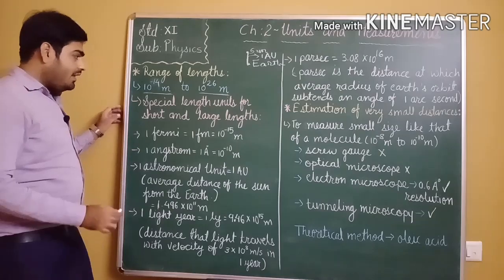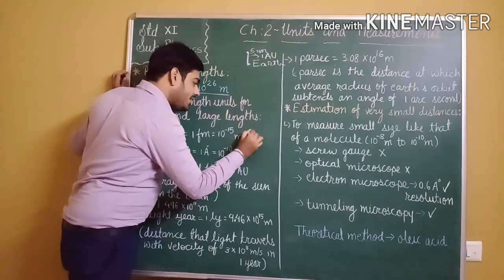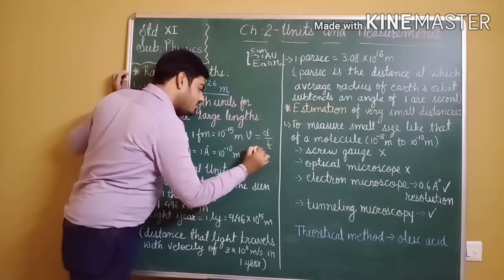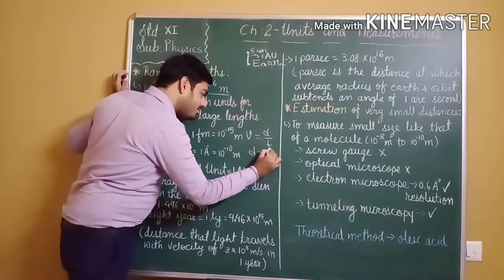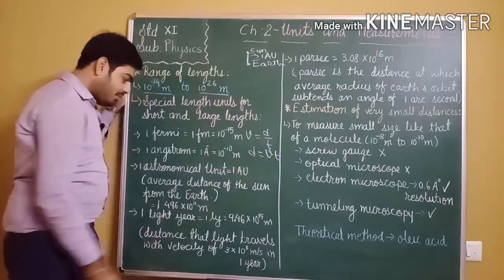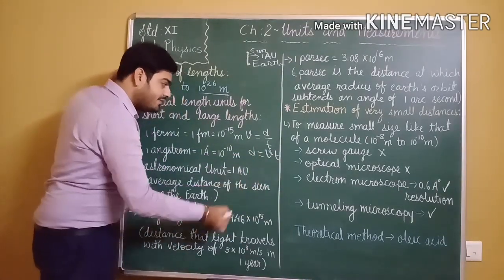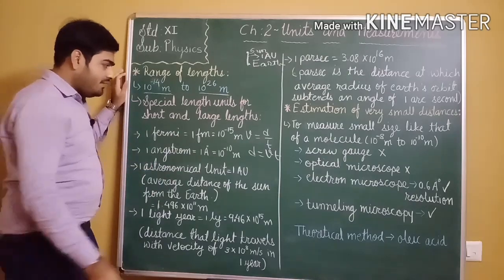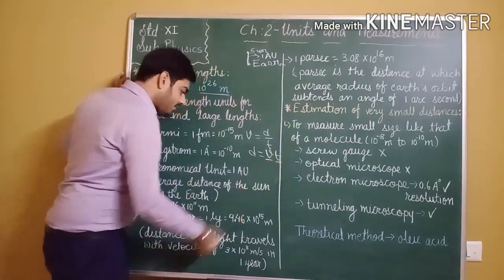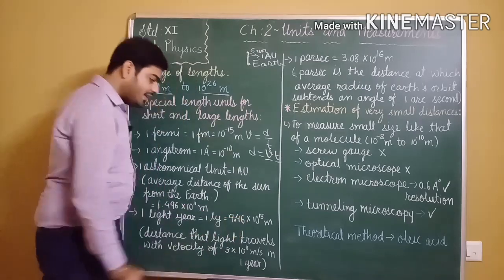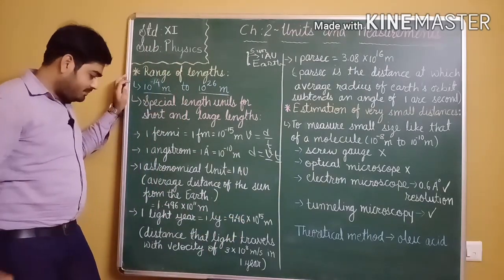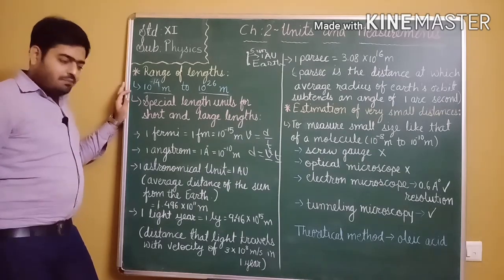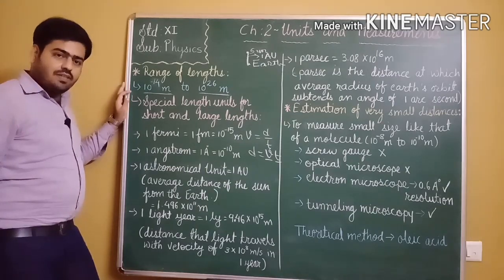So here using this formula, velocity is equal to distance upon time, displacement upon time. So displacement is equal to velocity into time. Velocity, that is available to us, 3 into 10 raised to 8, and time, that is 1 year. Convert 1 year into second. When you substitute the value of velocity and time, you will get this value, 9.46 into 10 raised to 15 meter. So directly you can remember 1 light year is equal to 9.46 into 10 raised to 15 meter.